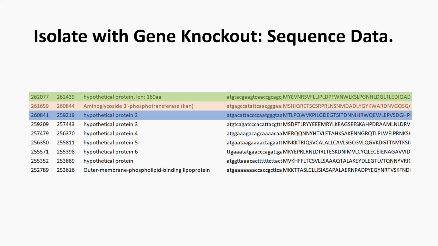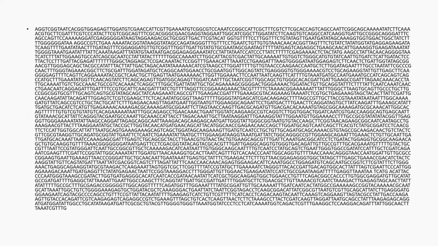While the knockout appears successful, from the annotations, it is necessary to check the sequencing data manually. This is the sequence data from the parent isolate. The flanking genes are shown in green and blue. The yellow region highlights the coding sequence for the gene under investigation.